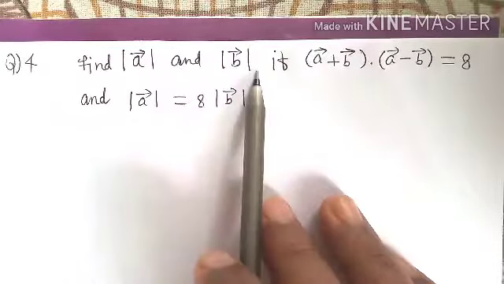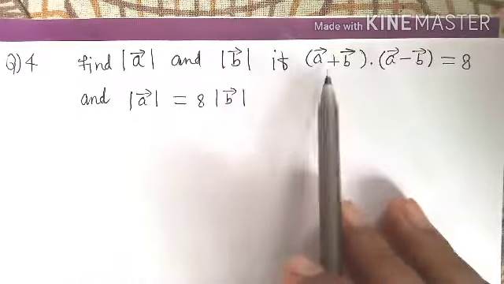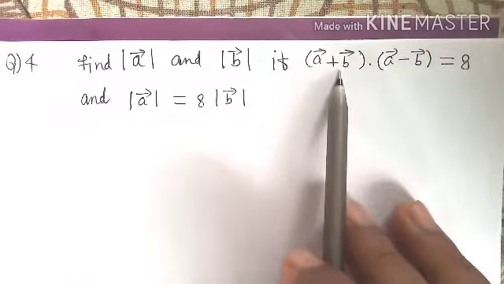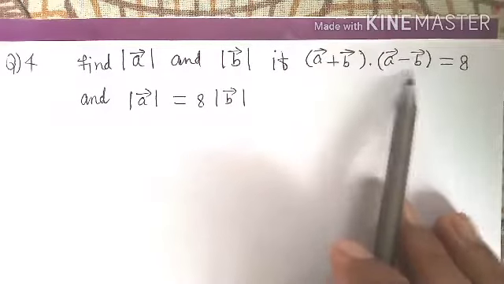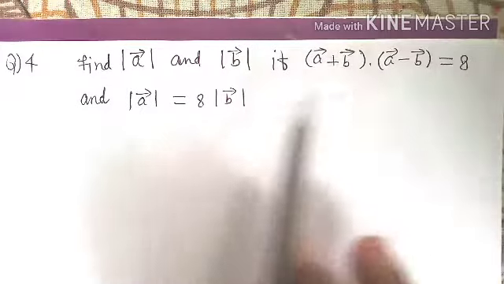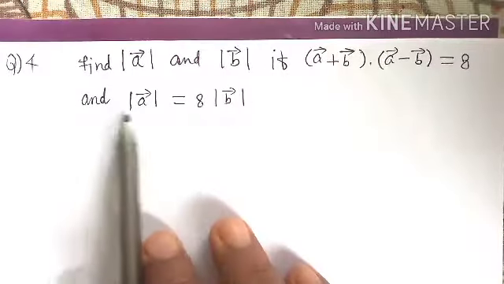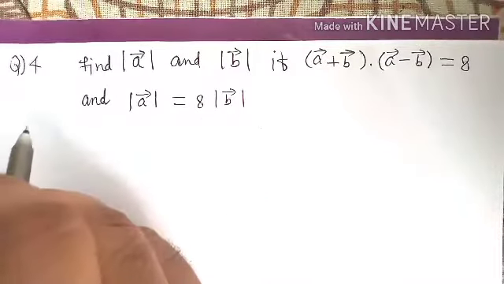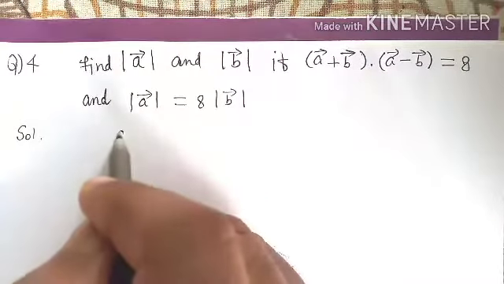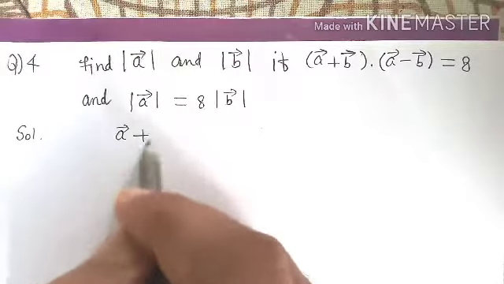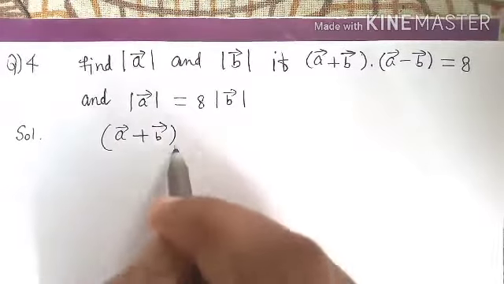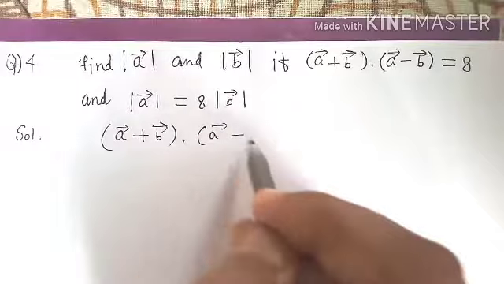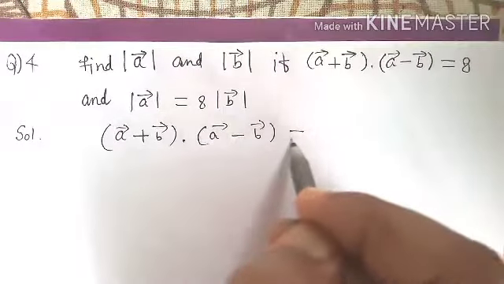Find the magnitude of vector A and the magnitude of vector B if (vector A plus vector B) dot (vector A minus vector B) is equal to 8, and the magnitude of vector A is equal to 8 times the magnitude of vector B. Solution: (vector A plus vector B) dot (vector A minus vector B) is equal to 8.